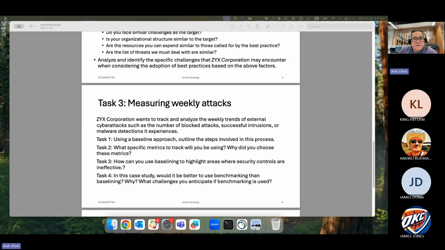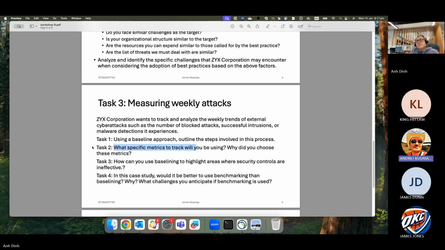Okay. This is an interesting example. So let's bring it up to the second question. What specific metric would you track? And one of the things that Andre mentioned is the number of detected attacks, right? What else would you be tracking?